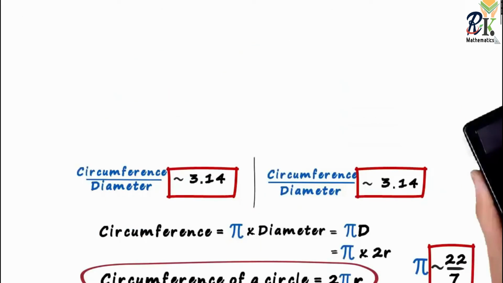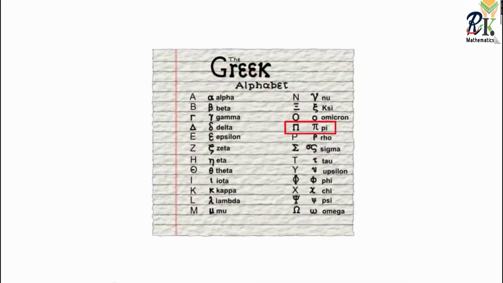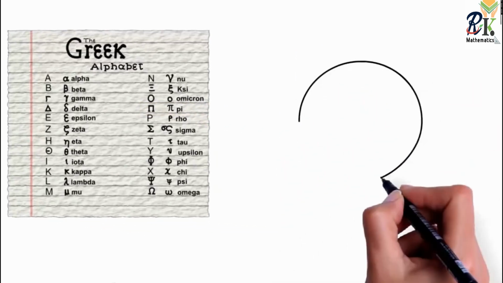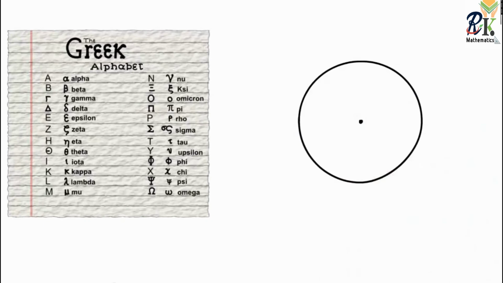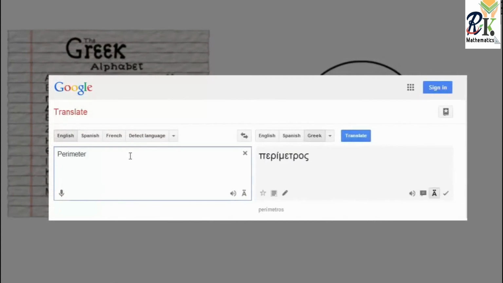But why do we use this symbol for pi? What is this symbol? Pi is actually the 16th letter of the Greek alphabet. But the question is, why the 16th letter? We just saw that pi has got something to do with the perimeter or the circumference of the circle. Let's use Google Translate to see the Greek equivalent of perimeter. As we see, the first letter of the Greek word is pi.